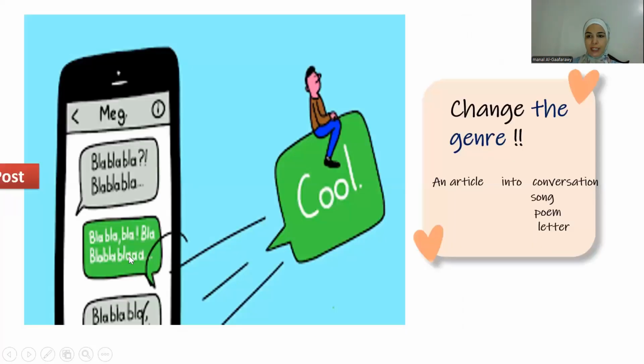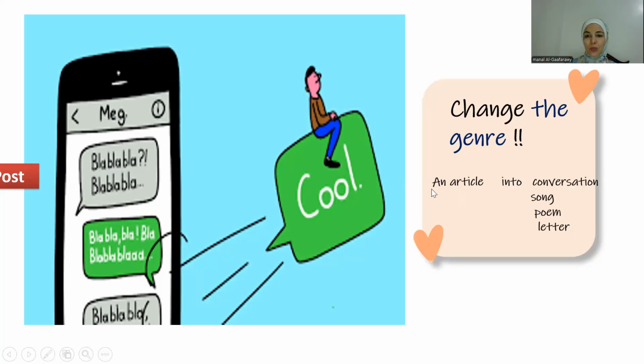In the post-reading stage, you can use more advanced activities or tasks. So, for example, you may ask students to change the genre of the text. So, for example, if your reading text is an article, you may ask your students to change it into a conversation and then practice the conversation. So here you integrated multiple skills together: reading, speaking, and writing. And also the 21st century skills, cooperation and collaboration.